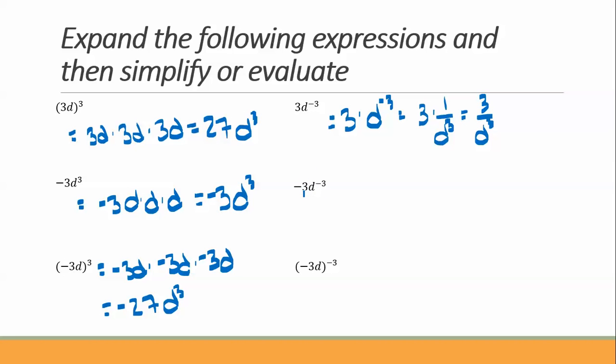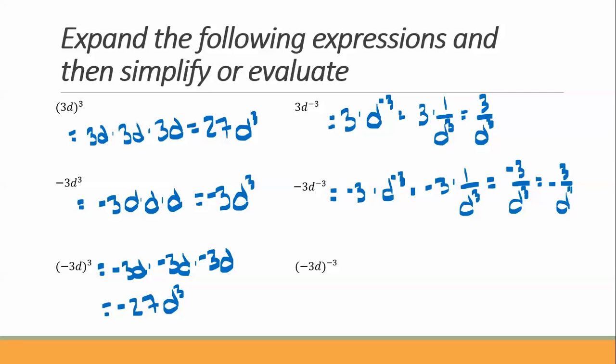Here again, this is negative of 3D to the negative 3. Again, the base is D. That's the only thing that's touching the exponent. And the exponent is negative 3. So this is negative 3 times D to the negative 3. So that's negative 3 times 1 over D cubed. So that's negative 3 over D cubed. Or we can put the negative in front of the fraction and make it negative 3 over D cubed like that.